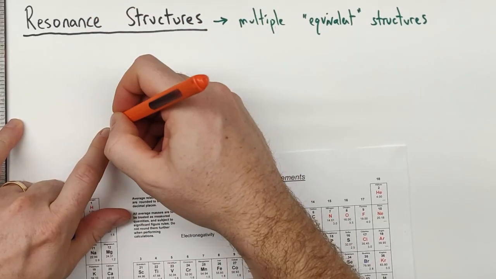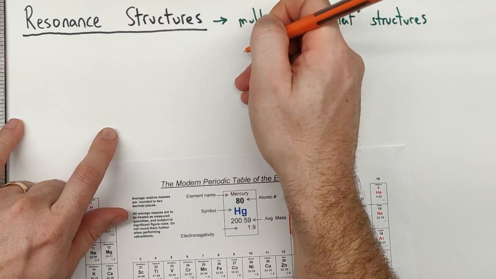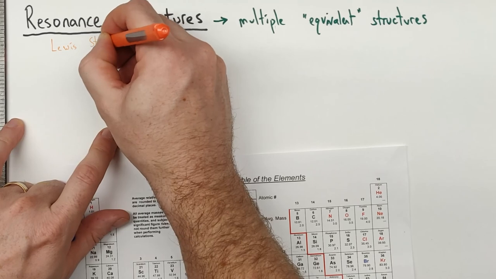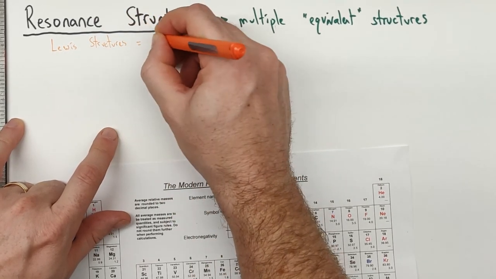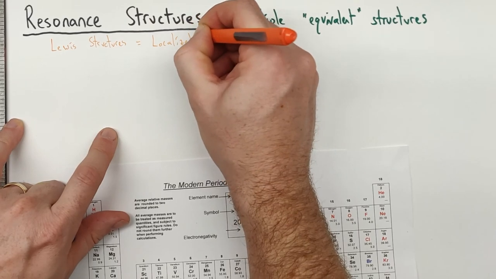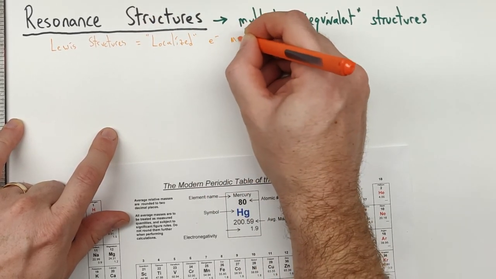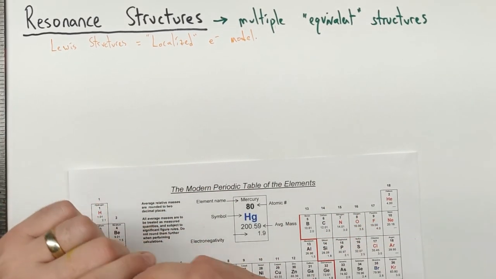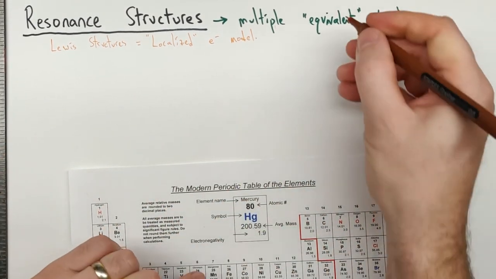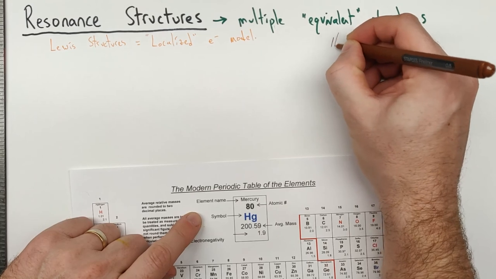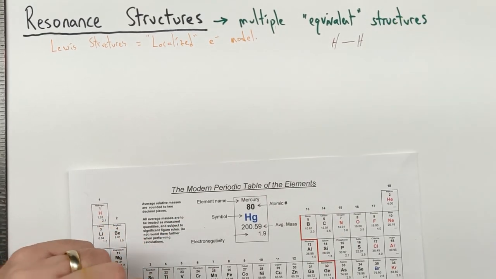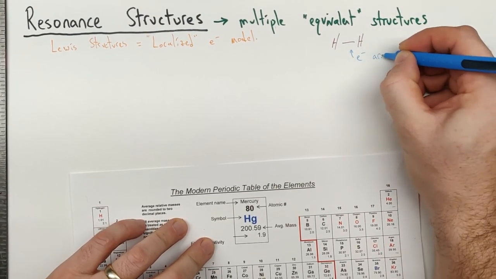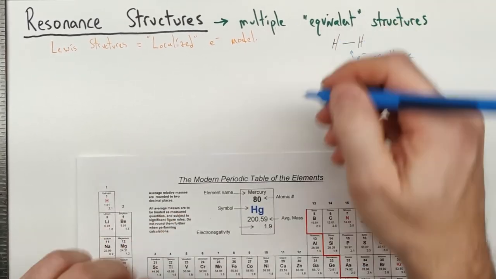We have things that are called localized electron models and delocalized electron models. Lewis structures that we've been drawing are what we call a localized electron model. All right, and to be localized means that something is in a specific location, right? I don't want to over or undersimplify that, but if you look, for instance, at diatomic hydrogen, you would say that in a Lewis structure, the electrons are somewhere in that place.